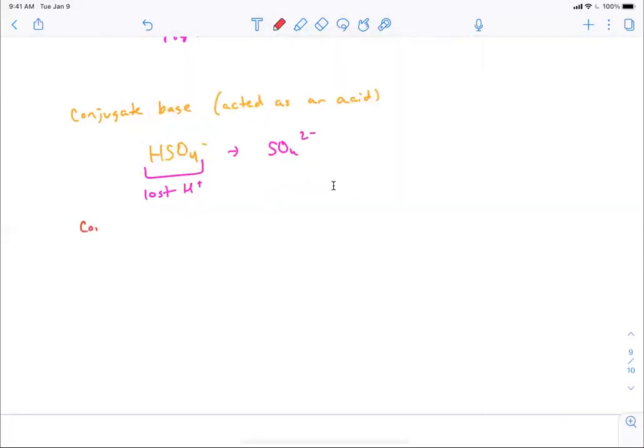Now, if I've asked for the conjugate acid, it acted as a base. So therefore, if I have NH3, my conjugate acid is NH4 plus. And it's not enough to think about the charges being neutral to positive, but it does change by 1. If you're looking at the conjugate base, it becomes more negative because you're losing an H plus. And if you're looking at a conjugate acid, it's becoming more positive because you're gaining an H plus.